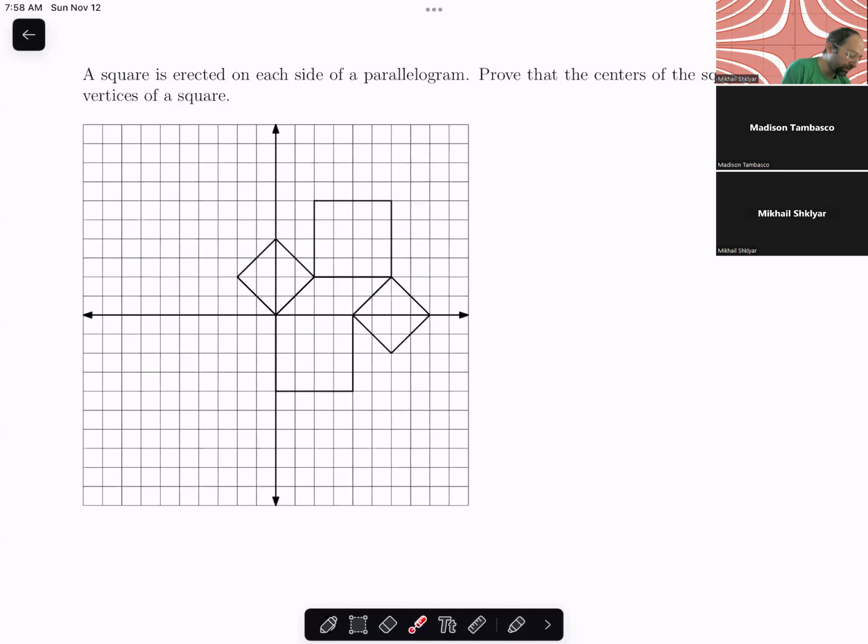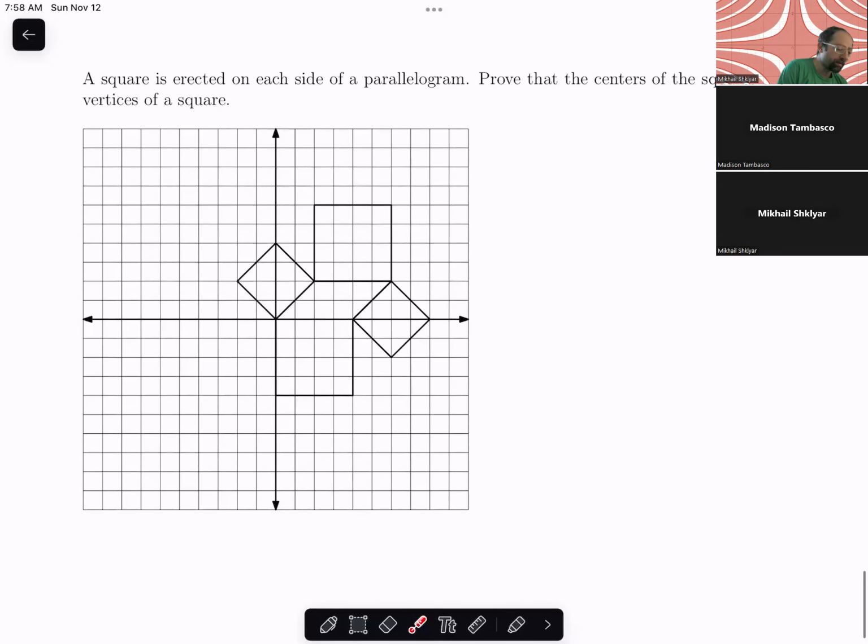Okay, so here is a problem. We didn't get to do this in class, but I think it's really awesome. So we just talked about how multiplication by i is rotation by 90 degrees. Okay, so I'm going to show you how to do this problem.